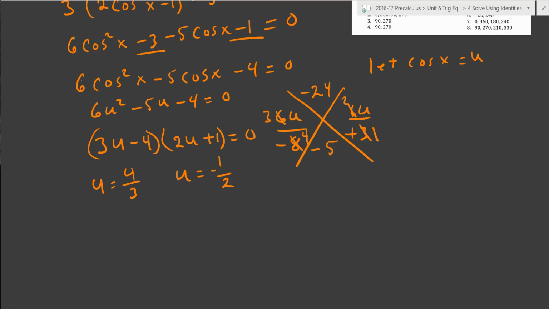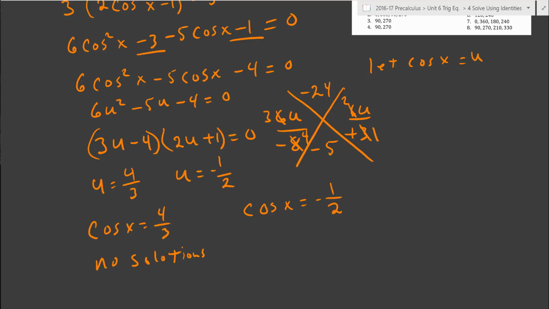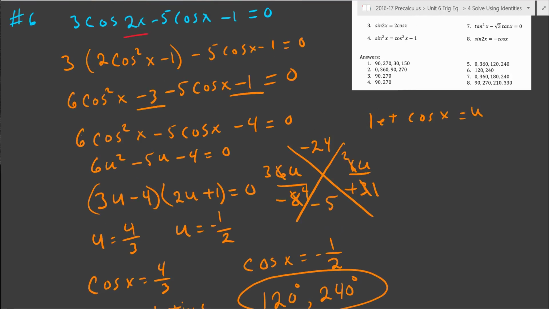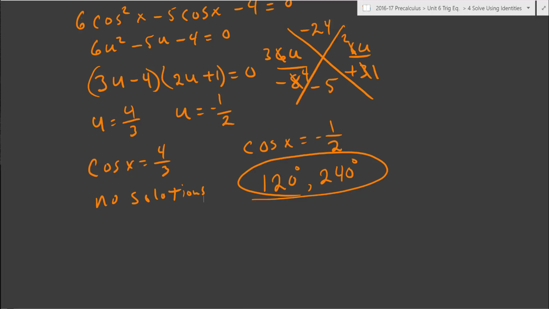Substituting our trig ratio back in for u, cosine of x equals 4 over 3. Well, cosine is never 4 over 3. In fact, it's never greater than 1, so there are no solutions here. But cosine of x equals negative 1/2 does give us some solutions. Cosine equals negative 1/2 at 120 degrees and 240 degrees. There are two solutions. Check those with our answer key. Seems to be correct. I think we'll stop right there.